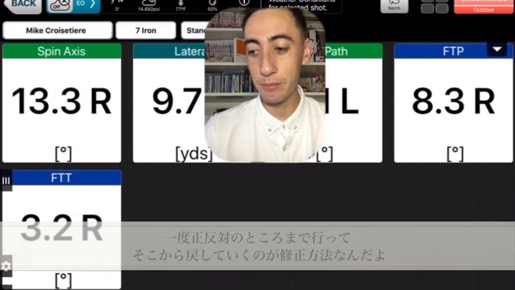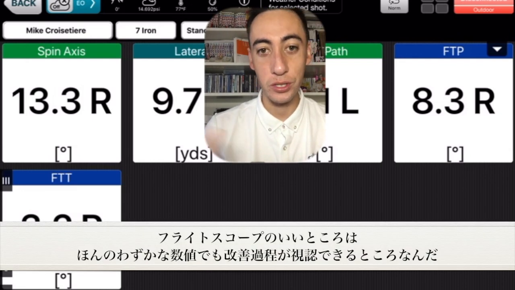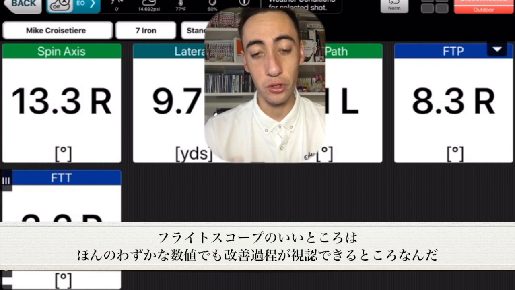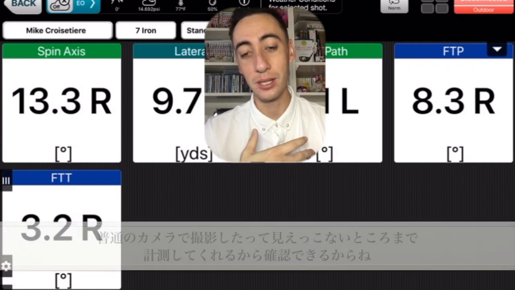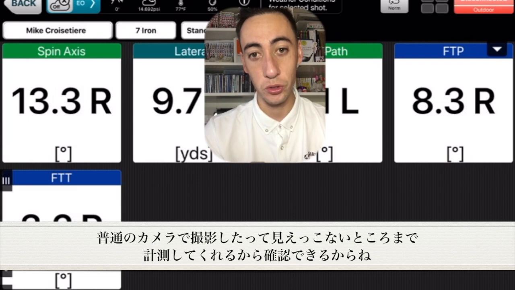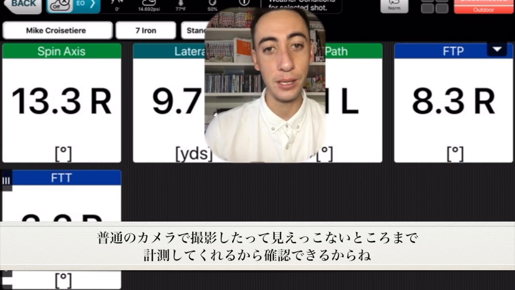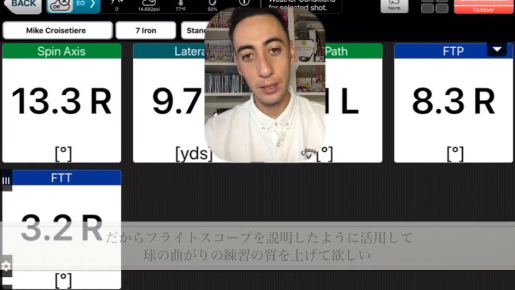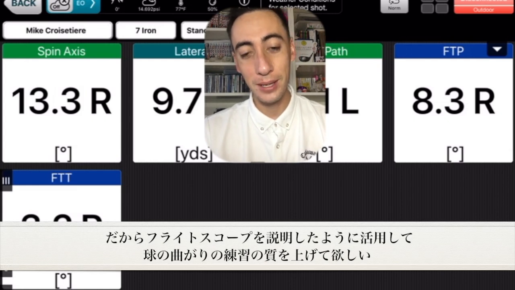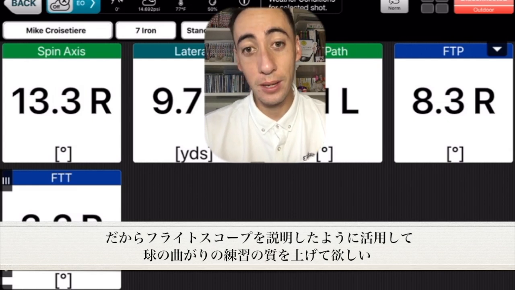That's how you can fix it, but this is really cool because you can actually see if you are fixing it, which involves very small degrees. So this is something you would never be able to see in an actual 2D camera. You need something like FlightScope or TrackMan to be able to track this. So luckily for you guys, you have the FlightScope and you can now practice your curvature effectively.